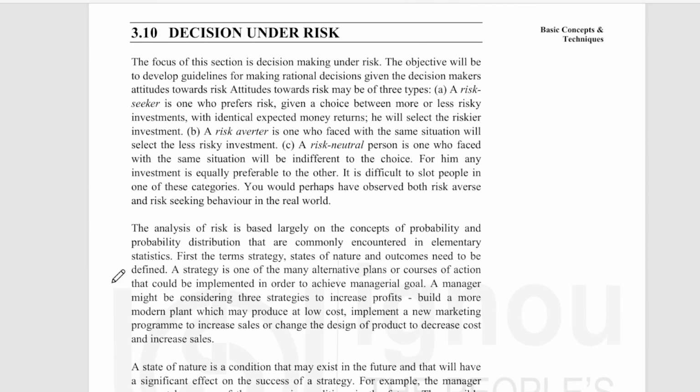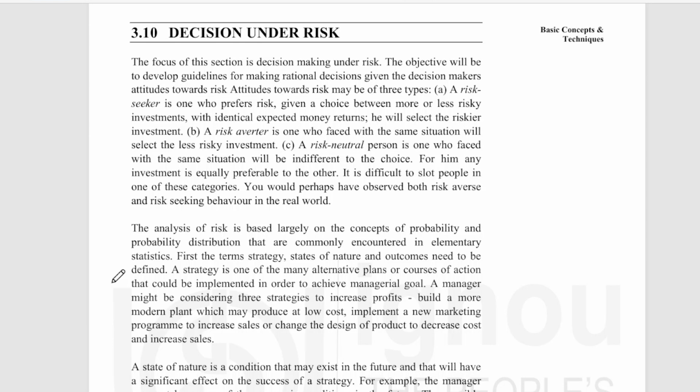The next one is decision under risk. What is decision under risk? The focus of this section is decision making under risk. The objective will be to develop guidelines for making rational decisions given the decision maker's attitude towards risk. Attitude towards risk may be of three types.